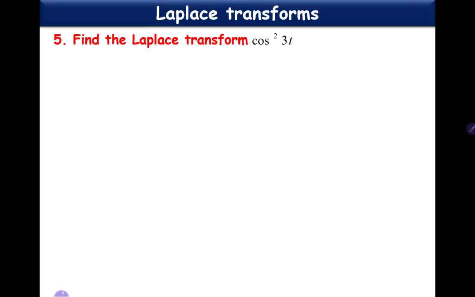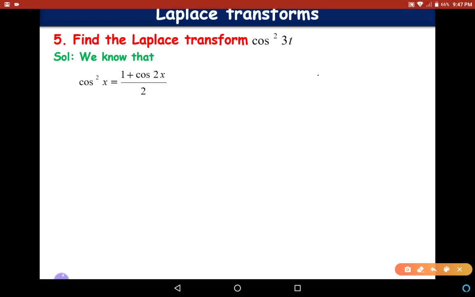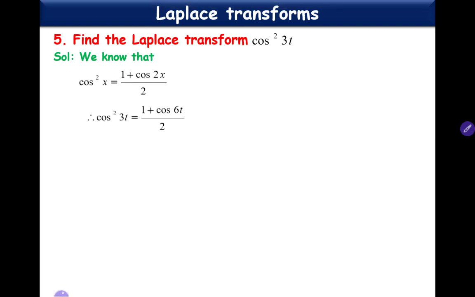Find the Laplace transform of cos square 3t. We know that cos square x is equal to (1 plus cos 2x) by 2. Now in place of x, if we write 3t, then we get cos square 3t is equal to (1 plus cos 6t) by 2.